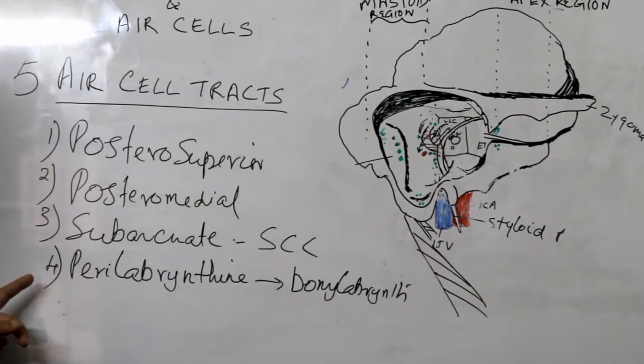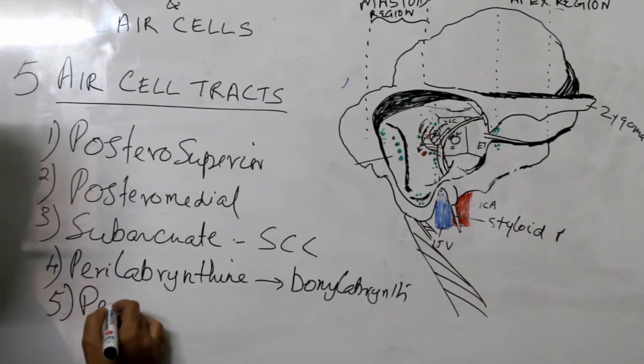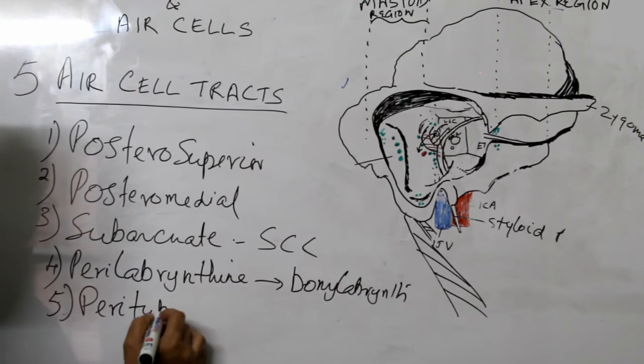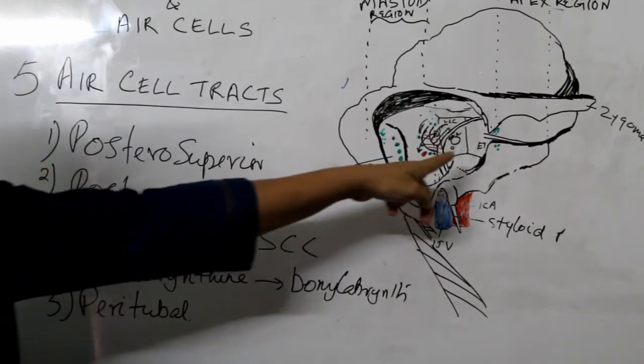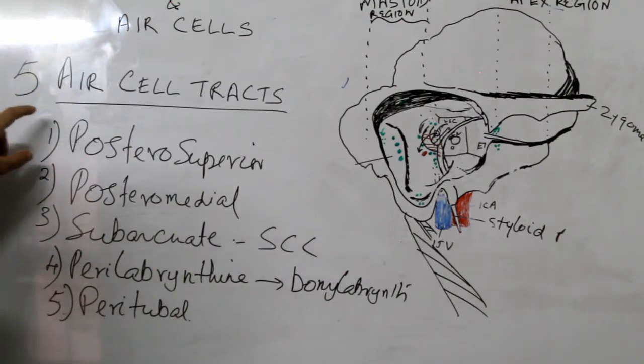Peritubal, around the eustachian tubal area. So these are the recognized aircell tracts.